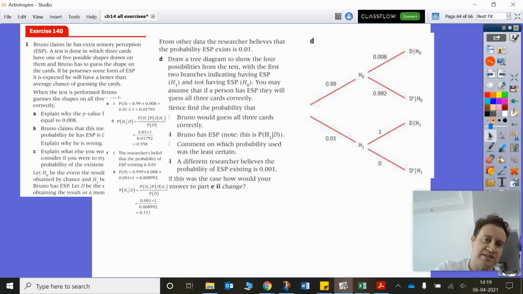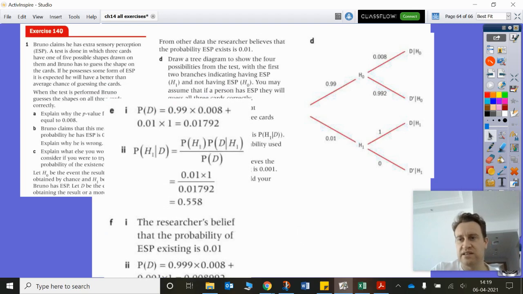Now, this is where the Bayes theorem comes in. And we can see it's pretty straightforward now. We've got the probability of H1, which we worked out, which we've got here anyway. That's this, times by the probability of D and H1. So that's essentially saying H1 and D. So H1 and D is this route here. So we just want the probability at the end of that, divided by the probability of D, which we've worked out previously. And now we can do that quite simply, and we get the answer of 56%.